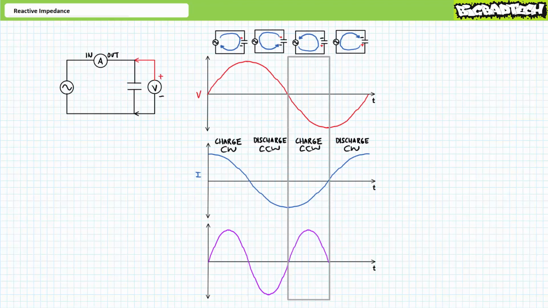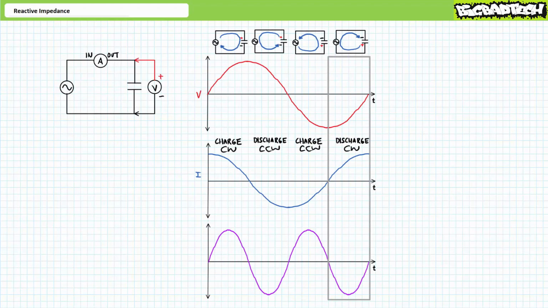The next quarter cycle is characterized by a period of negative voltage and negative current. Negative times negative is positive, meaning this charge is an expenditure of positive power. The supply is again delivering power to the capacitor for 1/4 of a cycle, and the capacitor is storing this accumulation of energy in an electrostatic field. Finally, the last quarter cycle is characterized by a period of negative voltage and positive current. Negative times positive is negative, meaning the second discharge is again an expenditure of negative power. As previously, negative power means the capacitor returns the previously stored energy to the source.